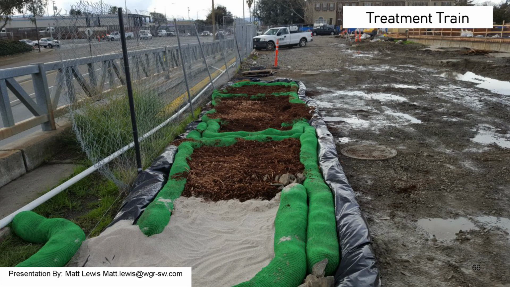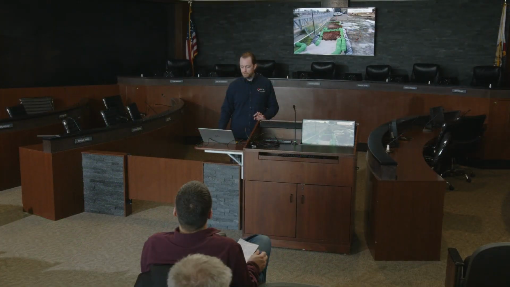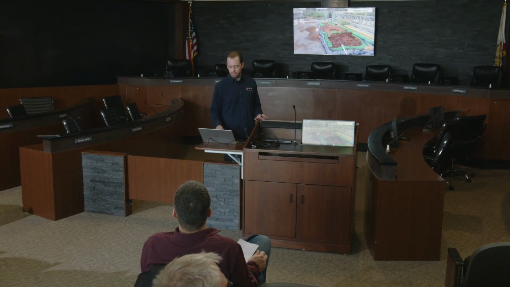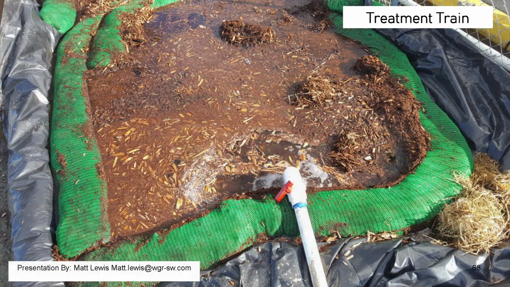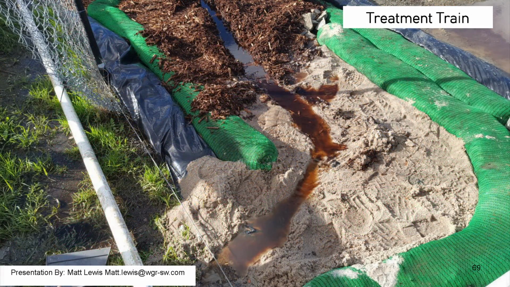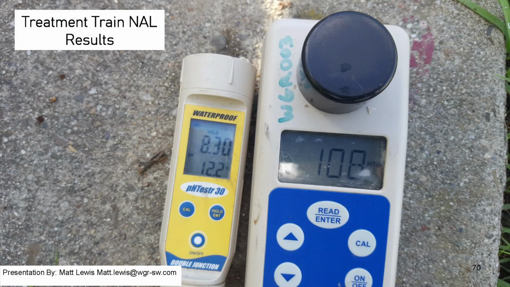This is basically 3 sections of mulch and some sand. What they would do every day, you can see they've got the little spigot here, and they are pumping into it. If I'm not mistaken, they were way outside of their limits. And as you can see through this nice little rill coming down, they got within their NAL. They got it down to 8.30 for their pH and under 250 at 1.8 NTUs.